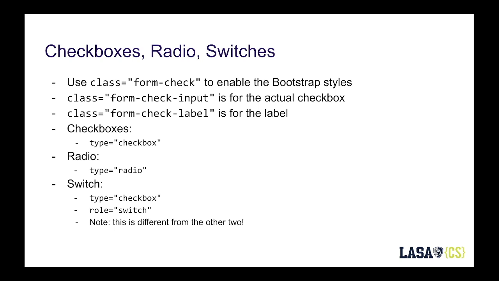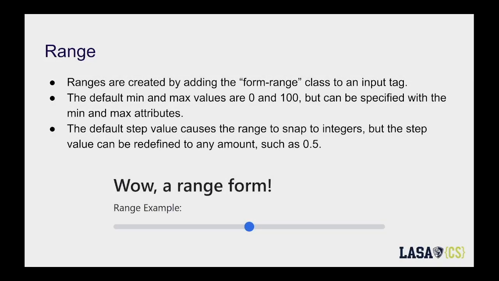Next, we have checkboxes, radio, and switches. So these are kind of your multiple choice inputs. So class equals form-check is what enables the Bootstrap styles for all three of these. Class equals form-check-input is what actually tells the specific values, and form-check-label is for the label of the value. So for checkboxes, you use type equals checkbox. For radio, that's going to be type equals radio. And for a switch, it's a little different. We go back to type equals checkbox, but then we add a new attribute called role, which has to be set to switch.